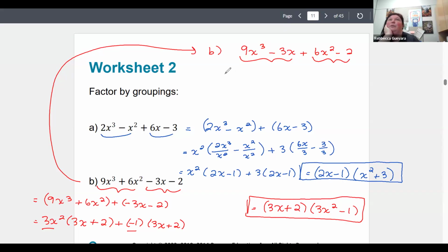Both of these are divisible by 3 and an x. I only have one x here. 9x cubed divided by 3x would just be 3x squared. And 3x divided by 3x is just minus 1. Here we can notice that both of these are just divisible by 2. So I factor out a 2, leaving me with 3x squared minus 1. So I can pull out the 3x squared minus 1, and I'm just left with 3x plus 2.